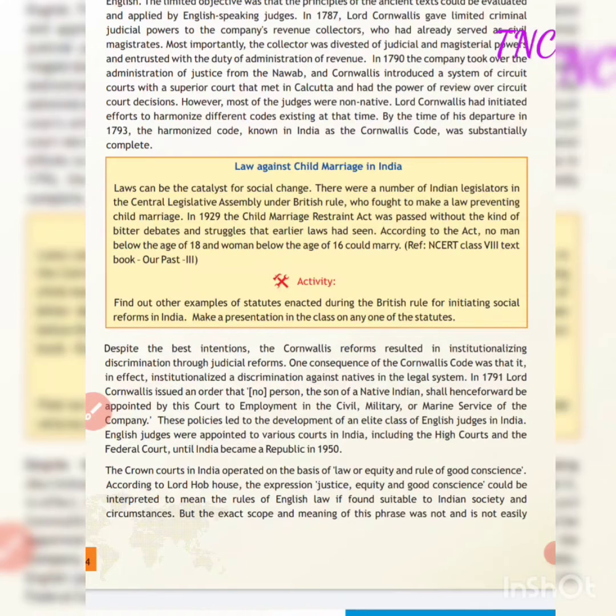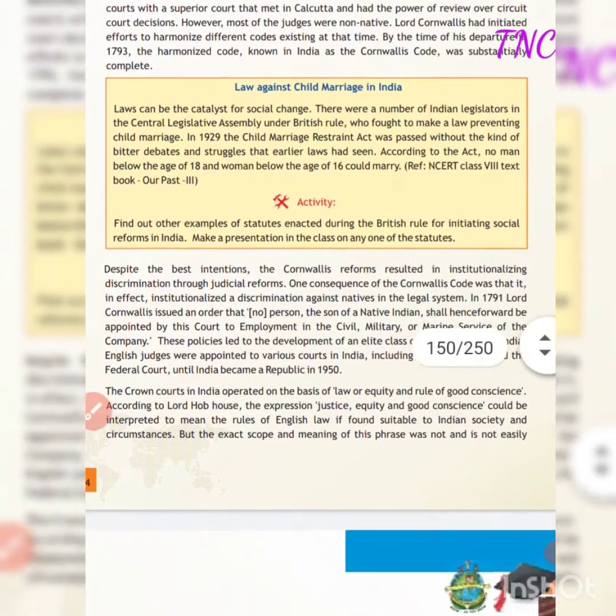According to this, no man below the age of 18 and no woman below the age of 16 could marry. So what was the act? It prevented child marriage, and they considered a child to be a male less than 18 years of age and a female less than 16 years of age.